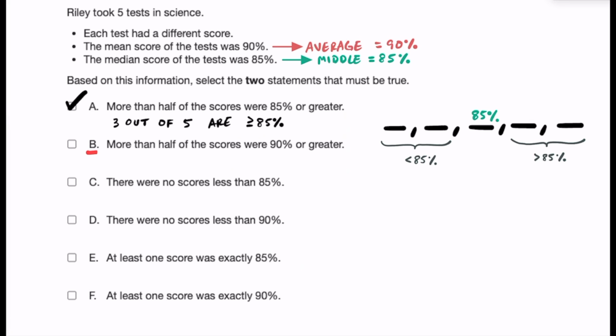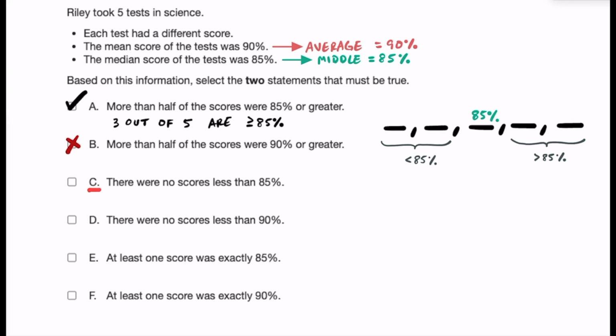Now for option B, it says more than half of the scores have to be 90% or greater. Now this one could be 90% and this one could be 91%. These could be 90% or greater, I guess technically, but this percentage in the middle of 85% has to be 85% because it's the median here. So this one just can't be true.